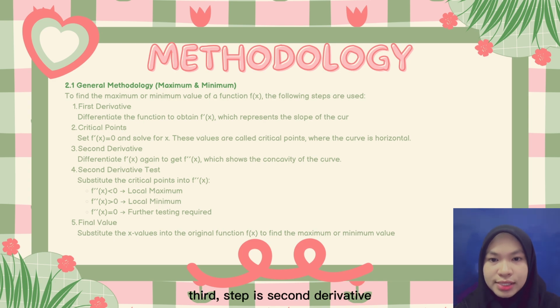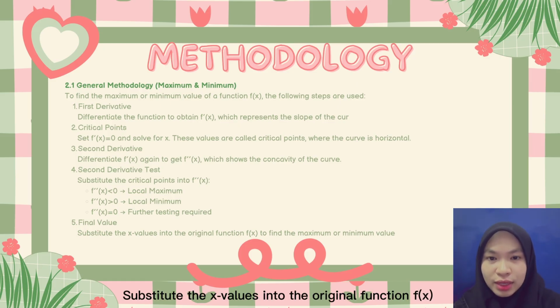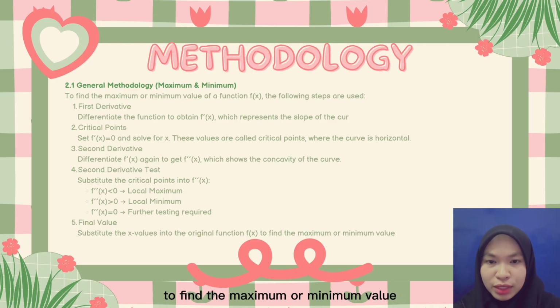Third step is the second derivative. Differentiate f'(x) to get f''(x). Fourth step is the second derivative test. Substitute the critical point into f''(x). And the last step is the final value. Substitute the x value into the original function f(x) to find the maximum or minimum value.